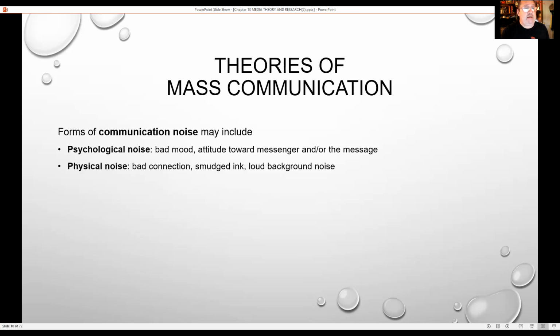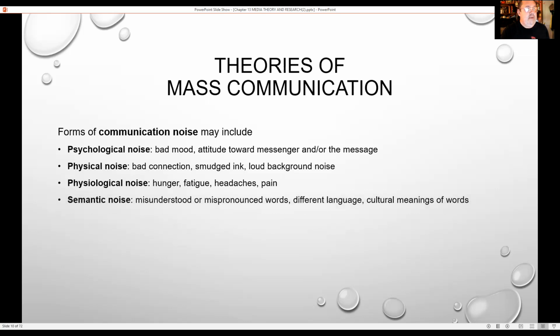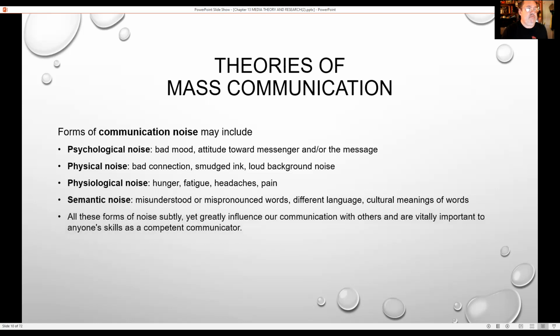Physical noise: bad connection, smudged ink that's printed, loud background noise. Physiological noise: you're hungry, you've got a headache, you're in pain. Semantic noise, like I said earlier: things that you don't understand because of mispronounced words, misunderstood words, different language, cultural meaning of words and phrases.